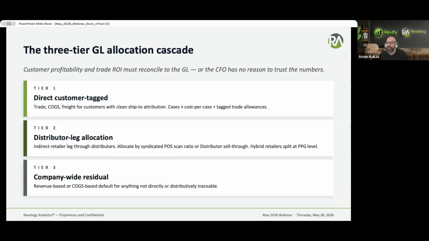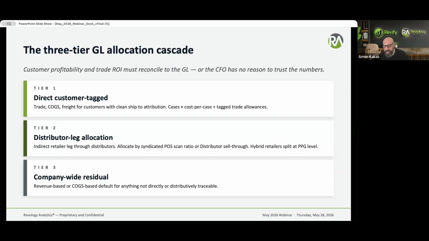So maybe I'll finish it off before I pass it on to Enrico. What we typically do is we have this tiered allocation methodology, or this waterfall allocation, where we allocate it to direct customers. Again, if it's directly allocated, it's easy. A lot of the times it's not allocated to the product level. In that case, we do volume-based allocation for those, right? We then do a distributor-based allocation to indirect customers, and we typically do that either based on syndicated data.